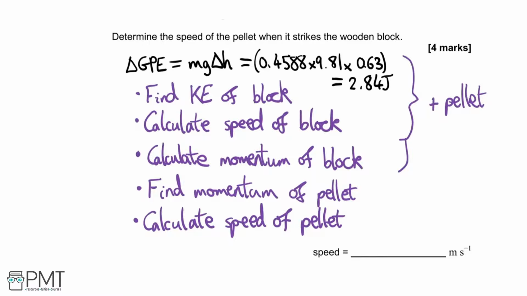So that gives us 2.84 joules. What you'll notice there is that I put this mass as 0.4588. So I've converted from grams. Remember that the kilogram is the SI base unit, so that's what we need to use as a factor of 1,000 there. Next step, to find the kinetic energy of the block. Well, that's just the same as the change in gravitational potential energy according to the conservation of energy. The next step is to use that kinetic energy equation, half mv squared, to find the speed of the block. Now we will need to rearrange that, but I'll write that here.